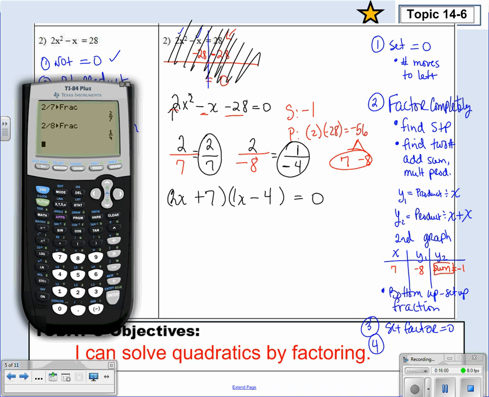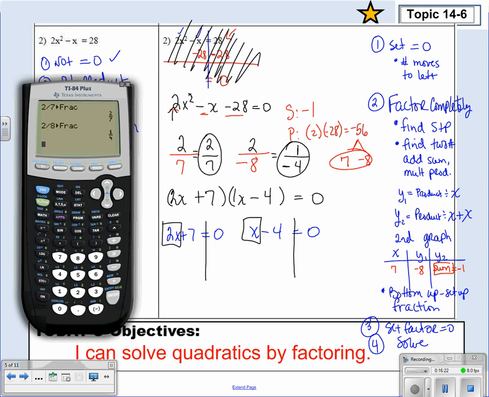And then the last step we do is we solve them just like we did in the previous problem. So we have 2x plus 7, I'm going to set it equal to 0. x minus 4, set it equal to 0. If I need to remember how to solve, we can refer back to the previous page. But we draw a line down an equal sign, box our variable.